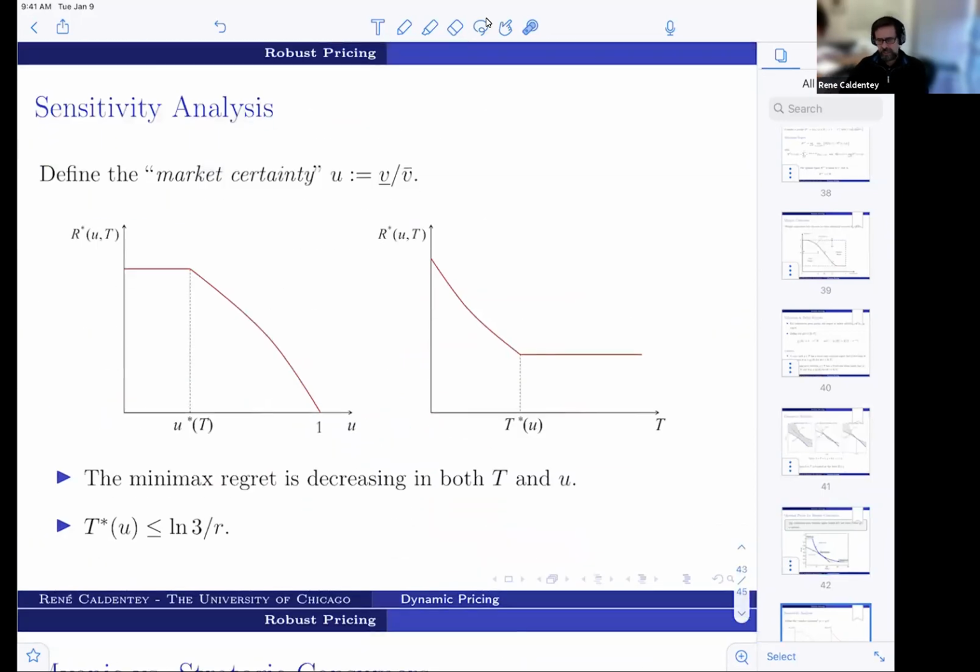Now you can do some sensitivity analysis for this. So this is your regret under an optimum trajectory, and it's monotonically decreasing in this ratio of the utilities, upper and lower. So some sensitivity about the range of the valuation.